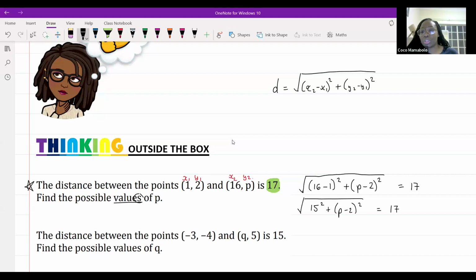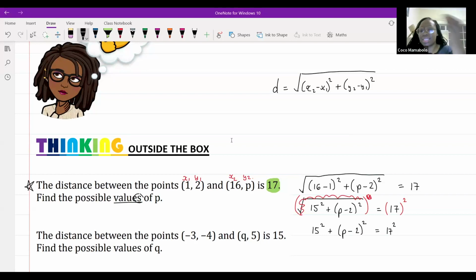Now, p is underneath a square root. How would I get rid of a square root, guys? Like if I say to you guys, if I've got the square root of x is equal to 9, I would square it. I would take the square of that side, right? So I'm going to take the square of this whole side. But what I do on the left-hand side, I'm going to have to do on the right-hand side as well. So I'm going to square that side. So I know that the square and the square root will go away. Now what I've got is 15 squared plus p minus 2 all squared is equal to 17 squared.